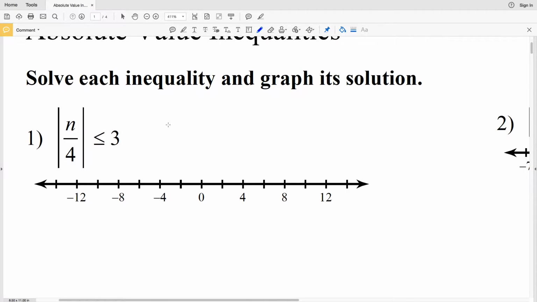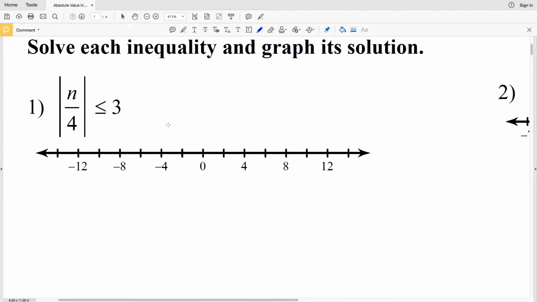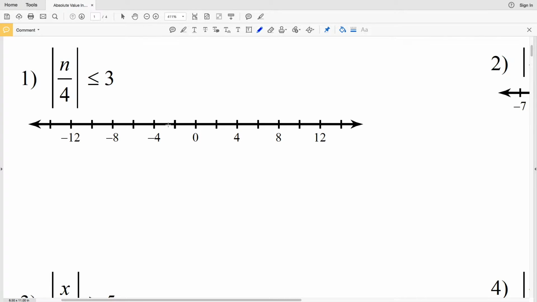Our directions are to solve each inequality and graph its solution. In number 1, we have the absolute value of n divided by 4 is less than or equal to 3. Just as we did with absolute value equations, we're going to need to split this up into two separate equations, or in this case, two separate inequalities.